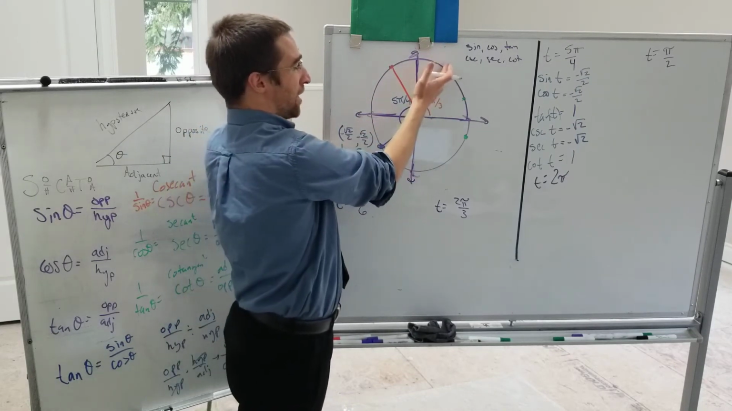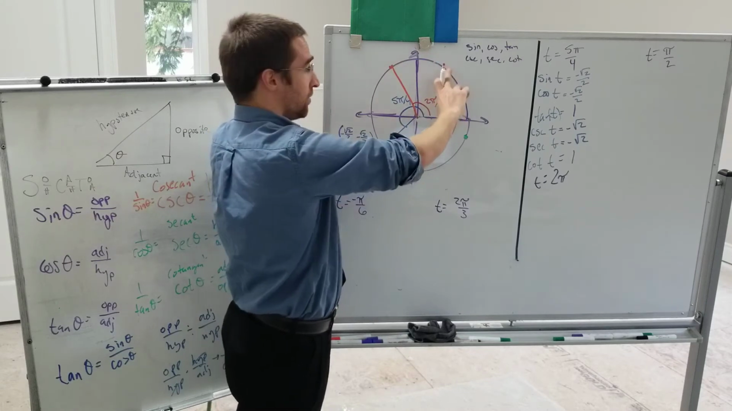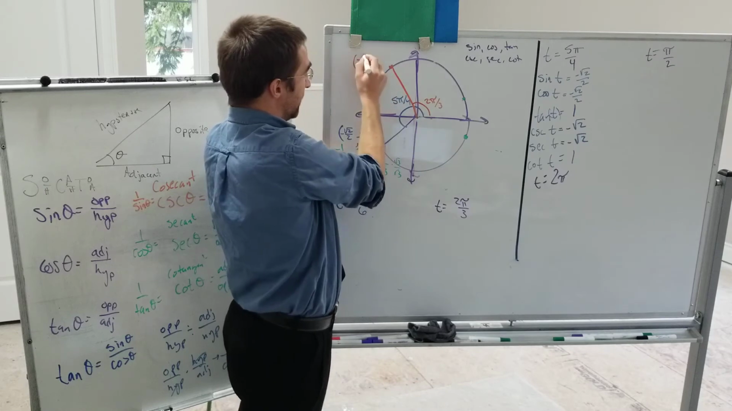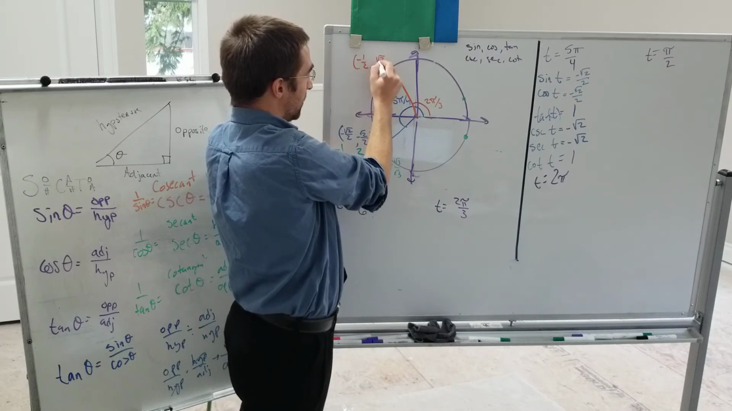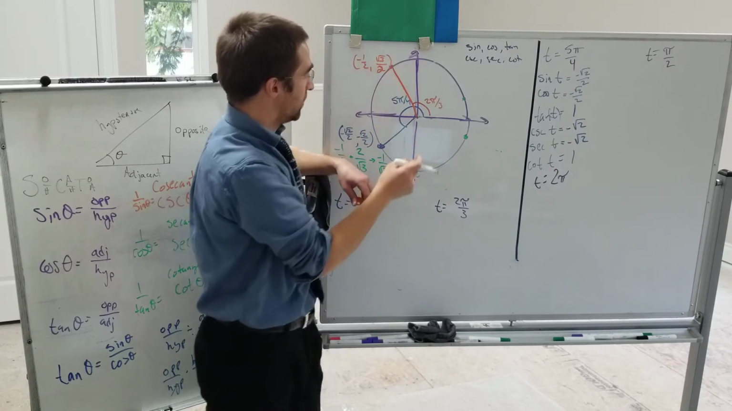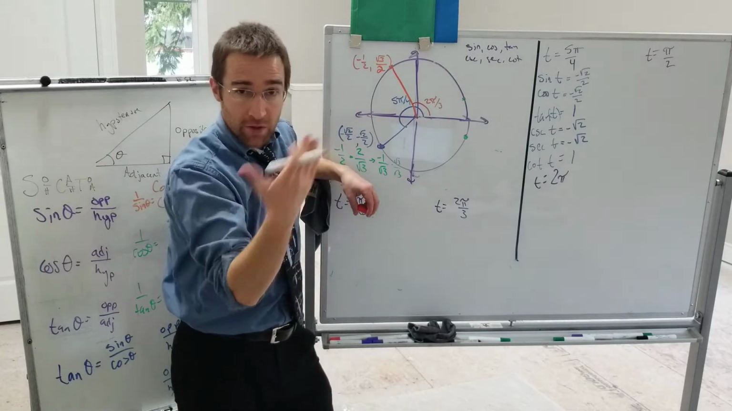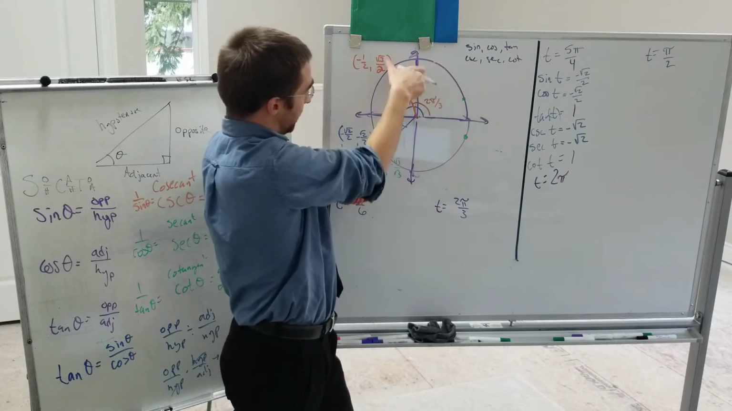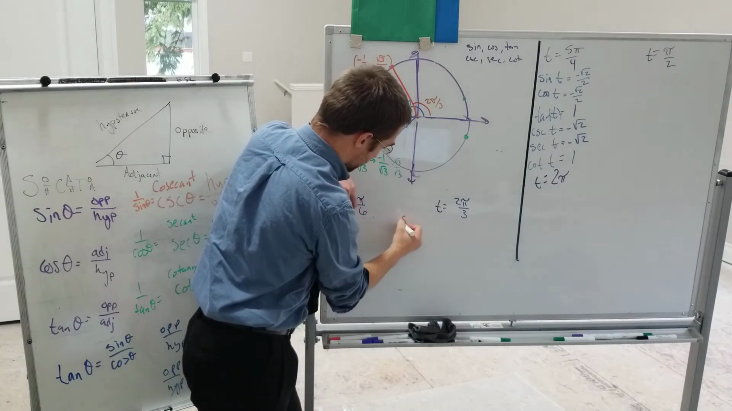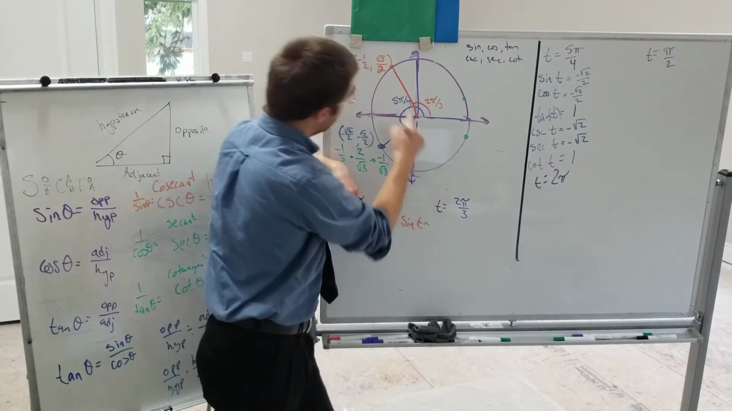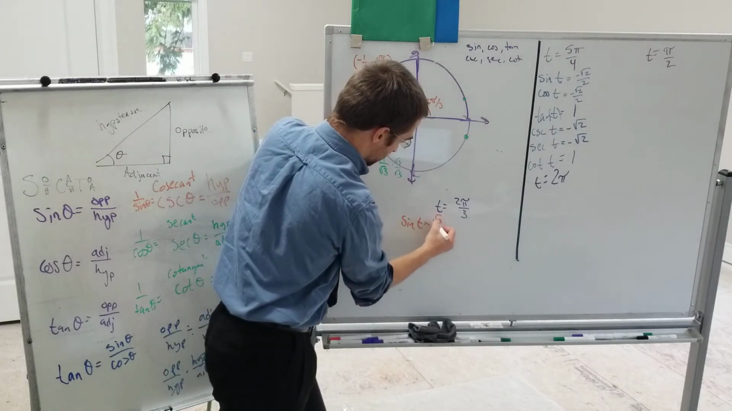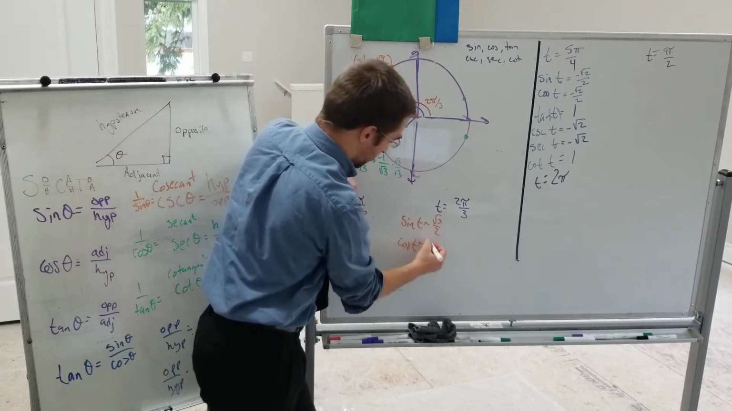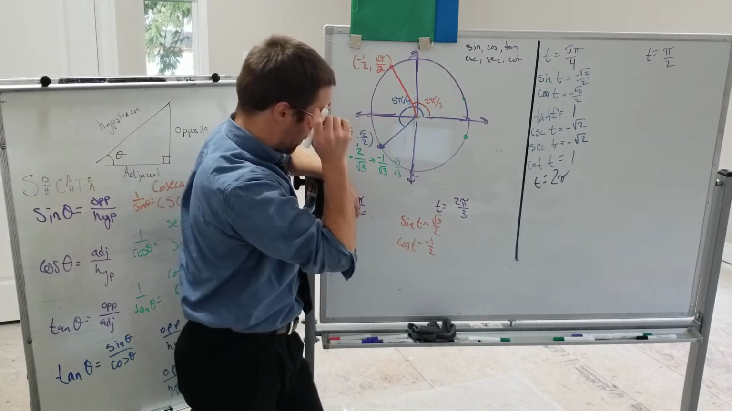And remember, at pi over 3, the x number is small, the y number is big. And here, the x number is negative. So I get negative 1/2, square root of 3 over 2. And that's from our unit circle from the last video. It's just this one reflected over. So here, the sine of t is our y number, root 3 over 2. The cosine of t is our x number, negative 1/2.